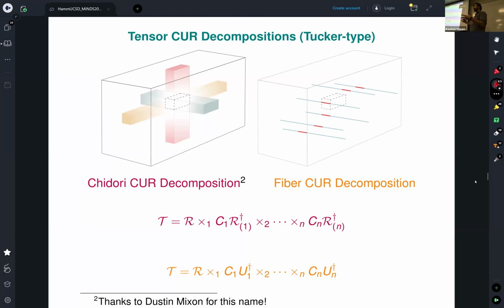And so that really is the analog of my matrix CUR decomposition. And then I just do that for all of these different blocks and get this decomposition. So we call this Chidori, and we got the name from Dustin Mixon. Chidori looks exactly like this.